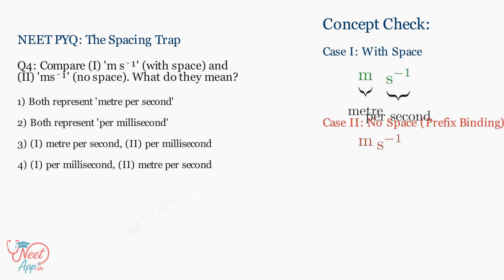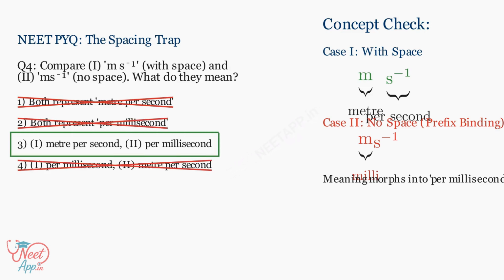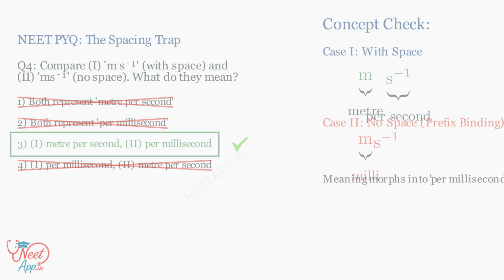But watch what happens in case 2. When you remove that space, NCERT rules dictate that the first letter binds directly to the second unit as a prefix. That m is no longer a meter. It has morphed into the prefix milli. So expression 2 is literally per millisecond. Space changes physical reality. Expression 1 is meter per second, while expression 2 is per millisecond. This perfectly matches option 3, making it a correct answer.